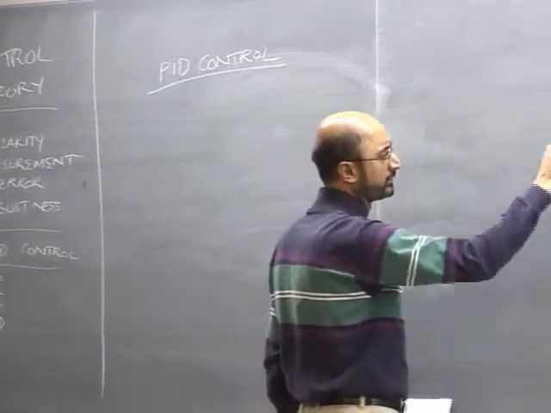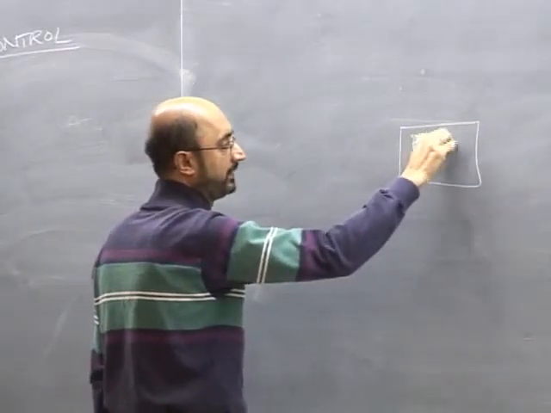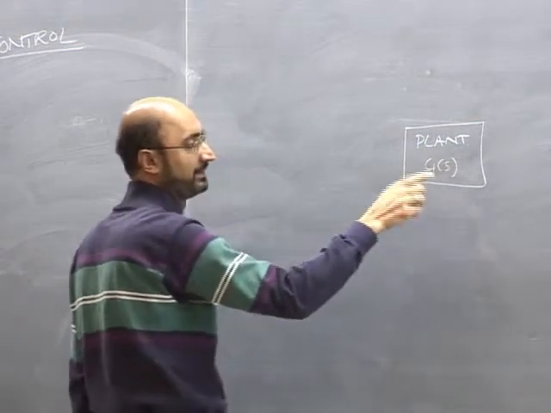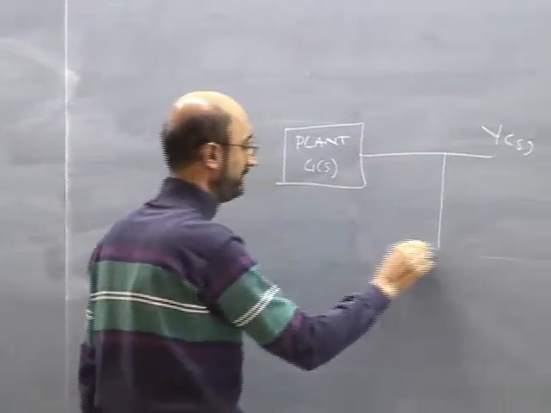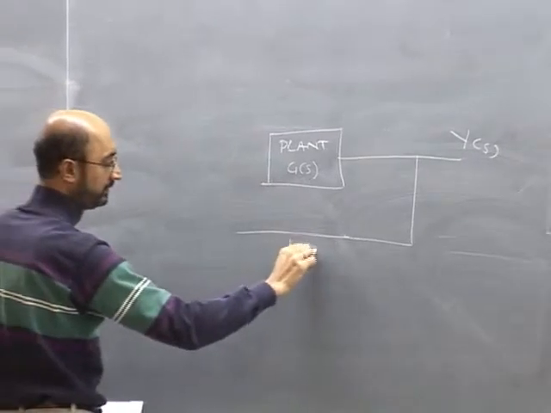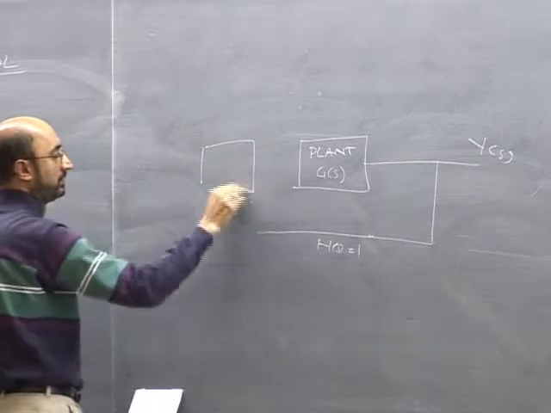So the figure I want to draw is the same old figure. I have the plant, and again remember it's called G(s), in the Laplace domain. We have the output Y(s). We have the feedback, and we'll assume it's a unity feedback, so H(s) is equal to 1, and we have a controller.